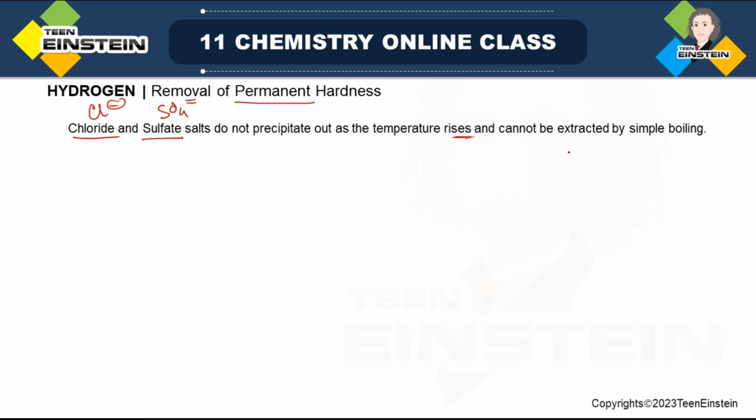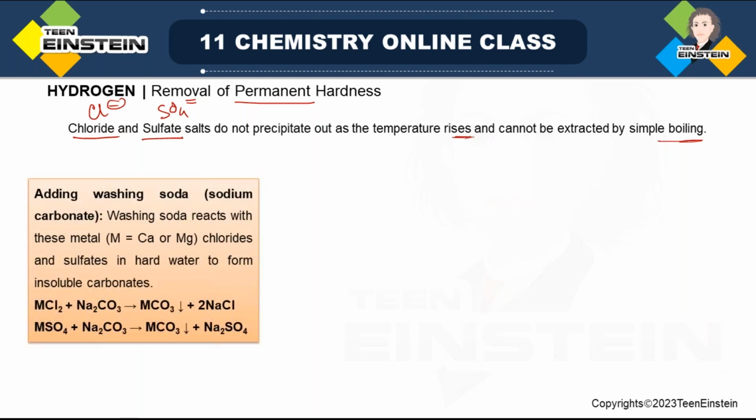That is, simply boiling will not help. So you cannot extract them by simple boiling. There should be some different method. The first method for removal of permanent hardness: adding washing soda. What is washing soda? Na2CO3.